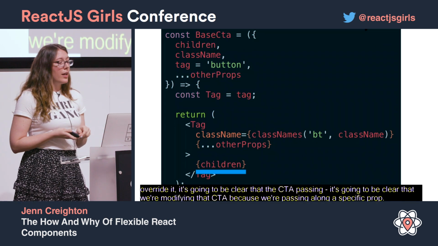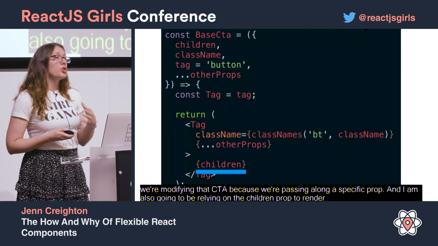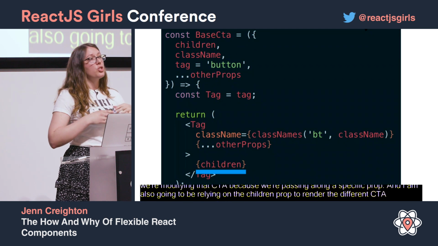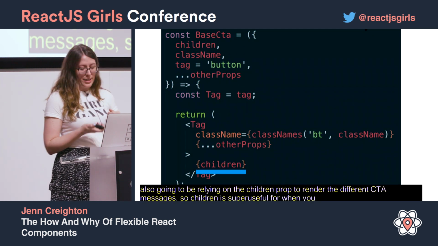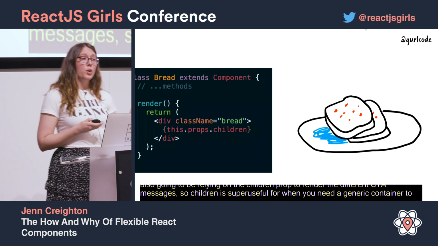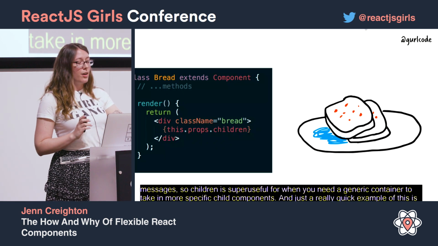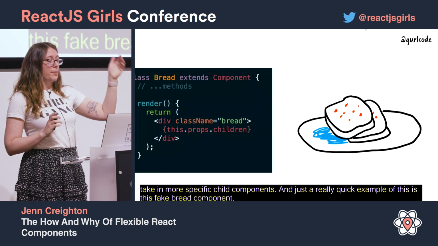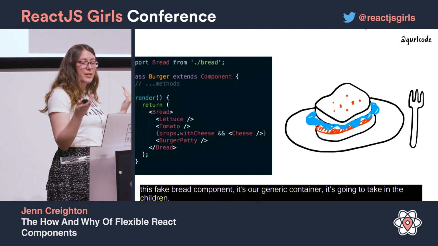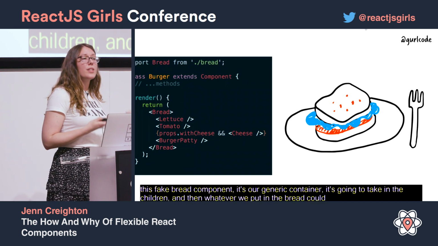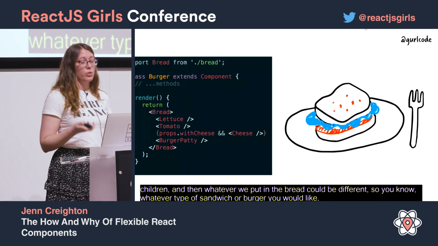And I'm also going to be relying on the children prop to render the different CTA messages. So children is super useful for when you need a generic container to take in more specific child components. And just a really quick example of this is this fake bread component. So it's our generic container. It's going to take in the children, this.props.children. And then whatever we put in the bread could be different. So, whatever type of sandwich or burger you would like. But that's the basic usage of props.children if you're not familiar.